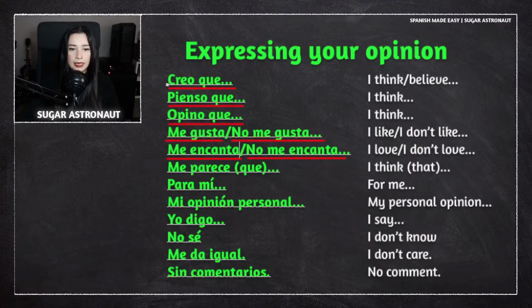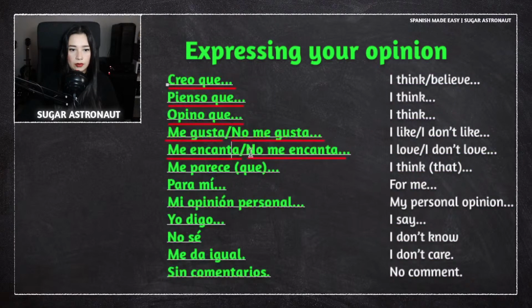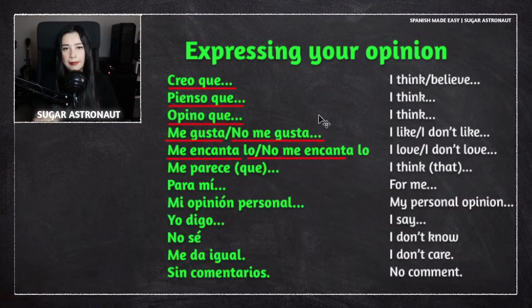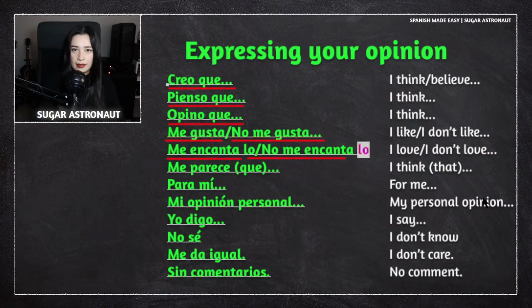So keep in mind that you can add the word lo in some situations. You can say no me encanta lo que pasó. I don't like what happened. Okay? Me encanta lo que pasó. I love what happened. Okay? No me encanta lo que pasó. I don't love what happened. Okay? So keep in mind you can use lo as well in that phrase.